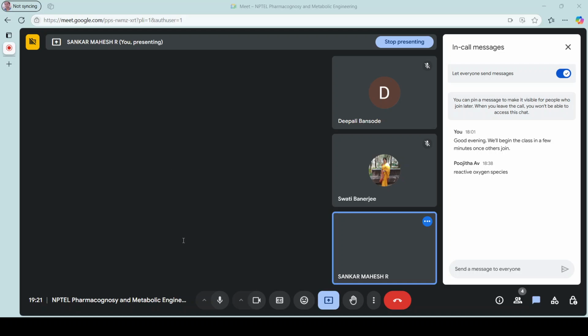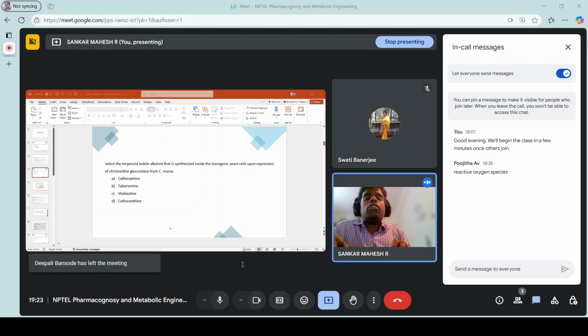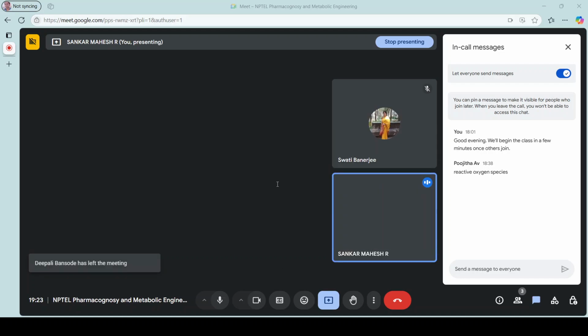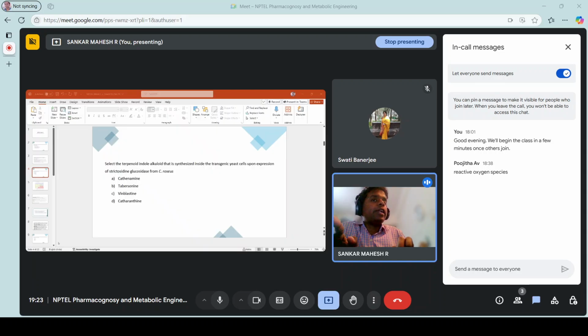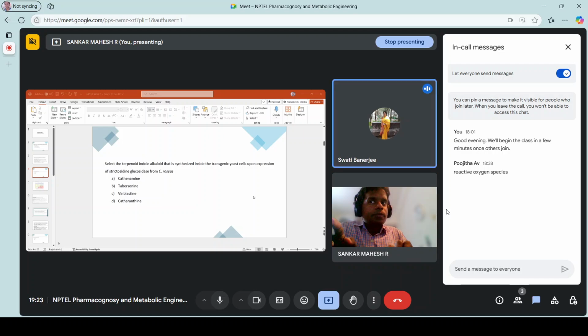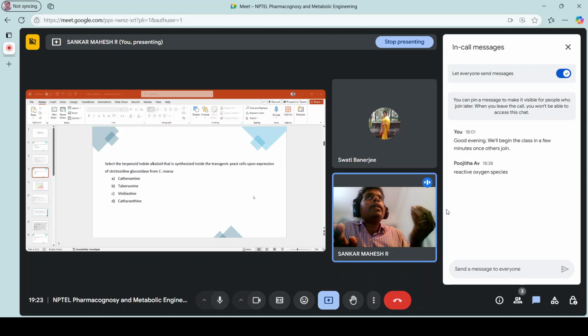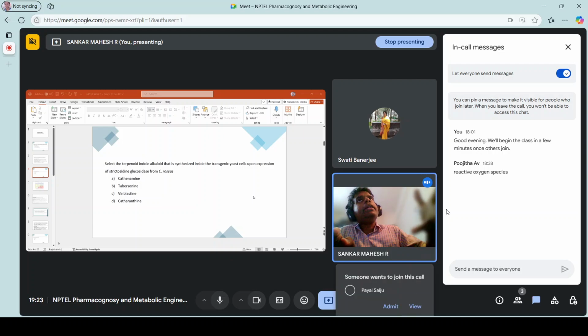Cathenamine, I'm not sure. Okay, I'll show the pathway. What is cathenamine? From the name, you should be able to get a slight idea, because earlier you were even mentioning something called tryptamine. What is tryptamine? From tryptophan to tryptamine. Yeah, so it's a decarboxylated compound. Can an amine act as an indole alkaloid?